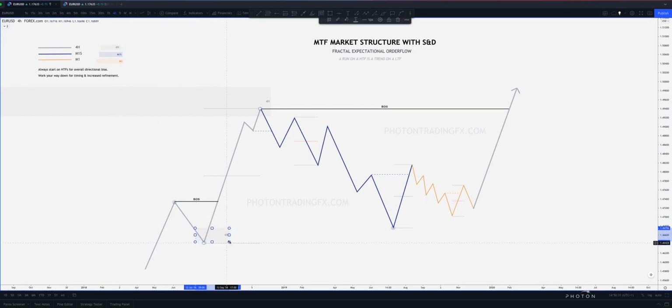Well, we look at this fresh 4-hour demand zone down here, right? And we can anticipate that it's likely price is going to want to come down to pick up all of this demand. That did what? Why is it a strong demand zone? Because it led to that break of structure, right? It caused this bullish swing leg.